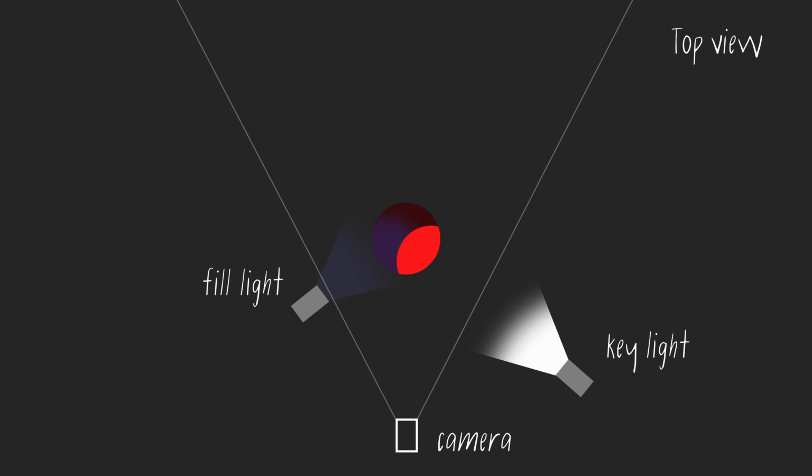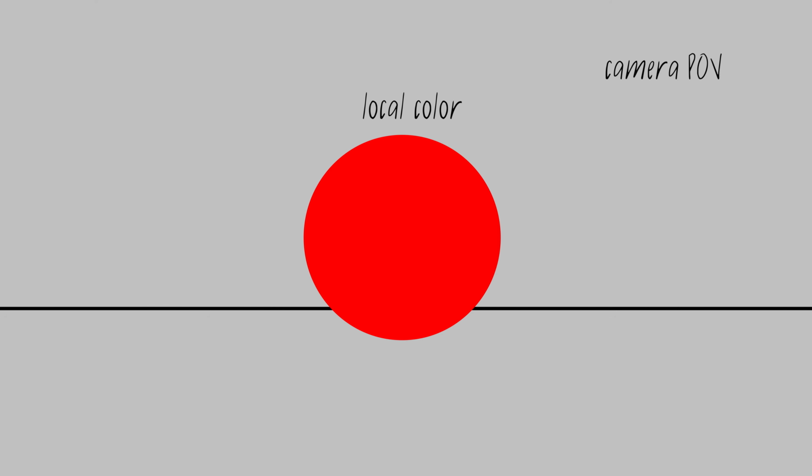Moving on to the third light, this is called the backlight or rim light. This is usually placed at the back. Now let's look at this at a different angle. So let's say this is the floor. The local color, that's another term you should know. The local color is the color of the subject. In this case, it's red.